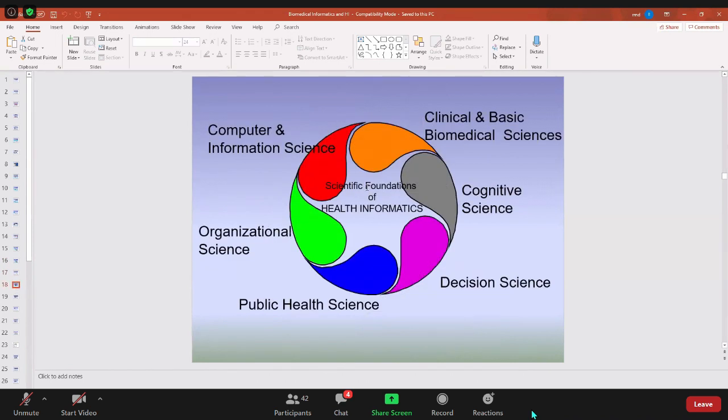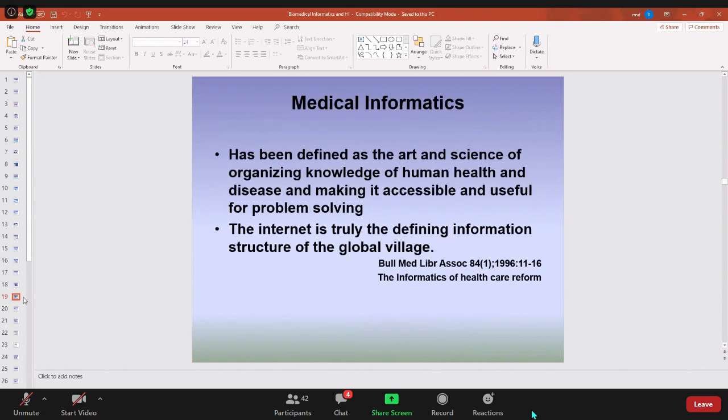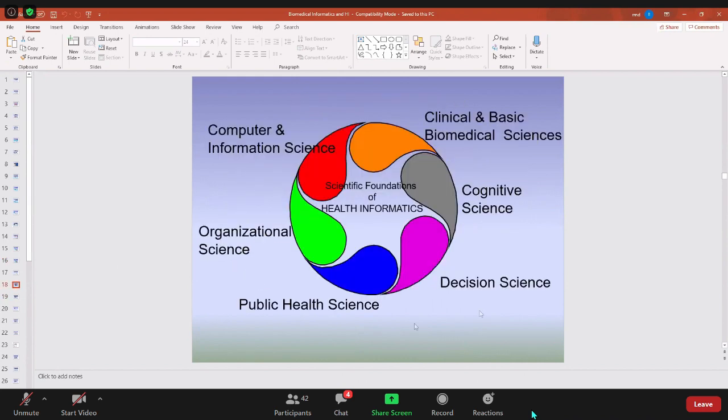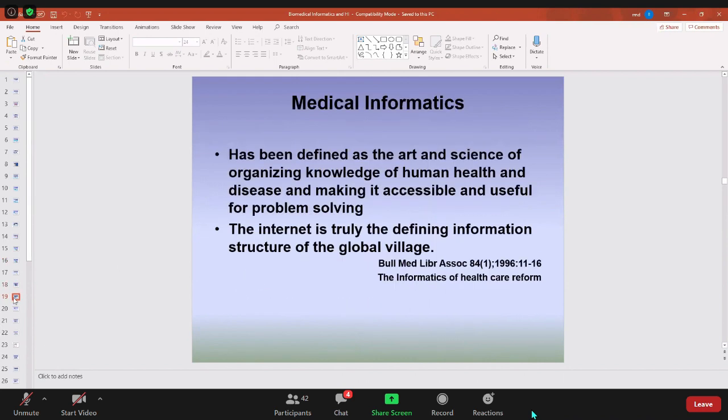So now you look at what are the subsections in health informatics. You have clinical and basic biomedical sciences, cognitive sciences, decision science, public health science, organizational science, computer and information science. So you use information technology to meander around all these subcomponents of the area in health informatics.